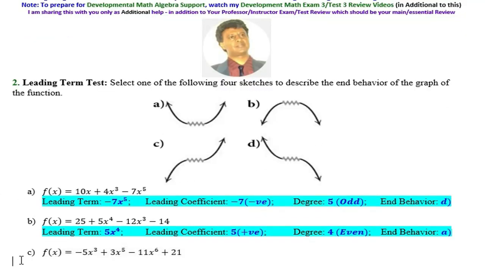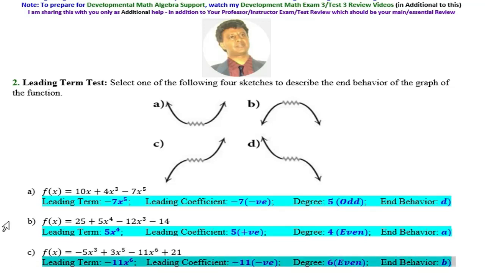C, f of x equals minus 5x cubed plus 3x to the 5 minus 11x to the 6 plus 11. The highest degree is 6, that means the leading term is minus 11x to the 6. The leading coefficient is minus 11, which is negative. The degree is 6, which is even. That means the end behavior will open down, which is B.